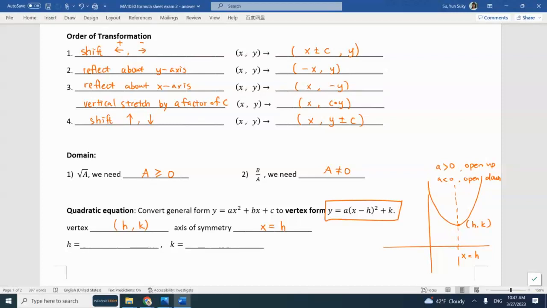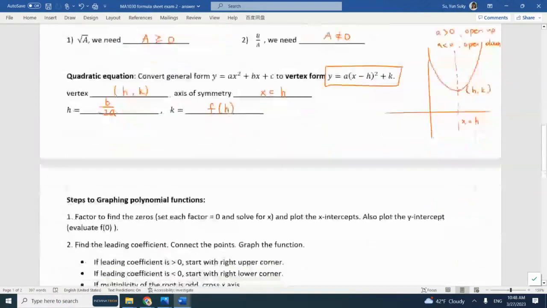How do you find h? -b over 2a. Right? Then we need to know that. If you're given the general form, how do you get the vertex form? h is -b over 2a. Okay, everybody? What's your k? f of h. So you plug h into the formula. This is the k. Okay, everybody? So make sure you remember this.